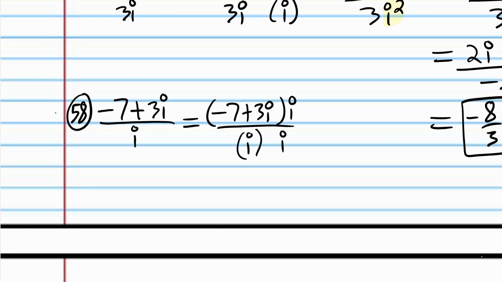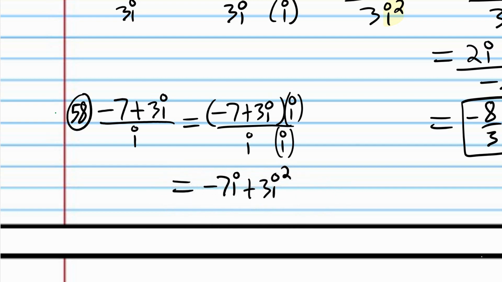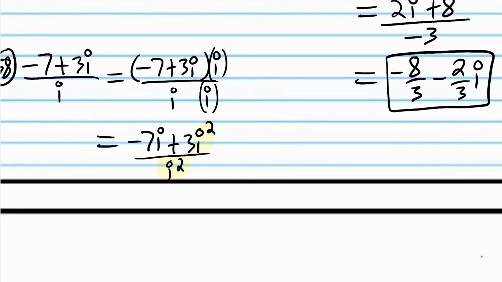I guess I can just put that in parentheses. I don't really need to. I guess I'll just put these in parentheses. I'm going to go down, and we have negative 7i plus 3i squared over i squared. And then you have that i squared. Those i squareds we need to look out for.